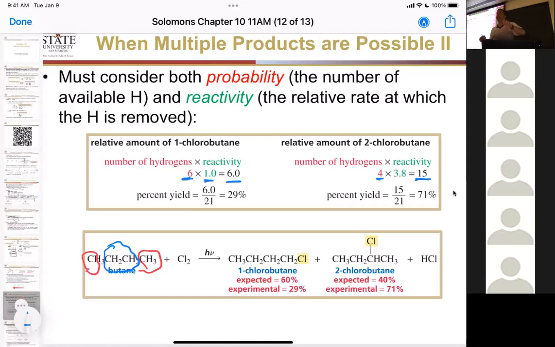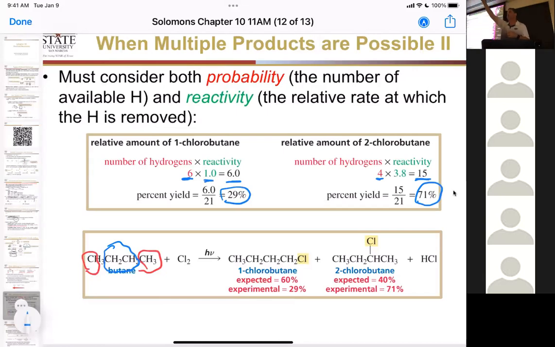If we take 6 divided by 21 and multiply by 100, we get the percentage, which is 29%. And if we do the same thing with 15 divided by 21, the total number of reactions, we get 71. And what do we see? We actually got experimentally 29 and 71, which is kind of tricky, because the product ratio helped us calculate those relative rates. So the relative rate was calculated by doing the reaction and figuring out what your product ratio is. But now that you know them, you can predict your product.